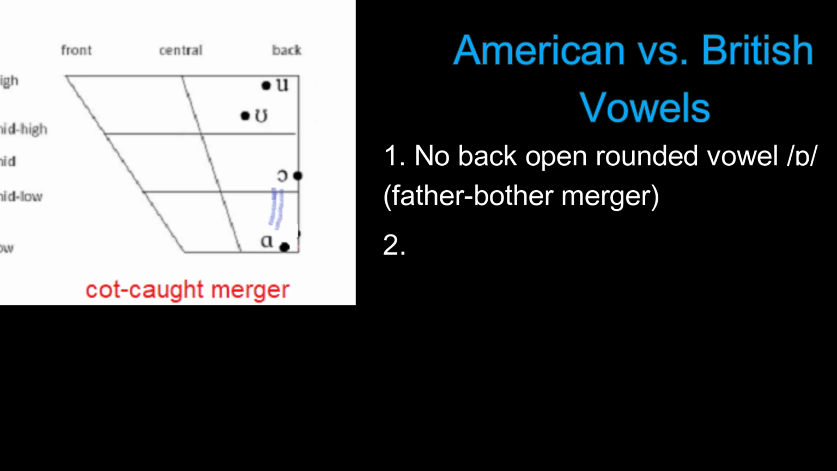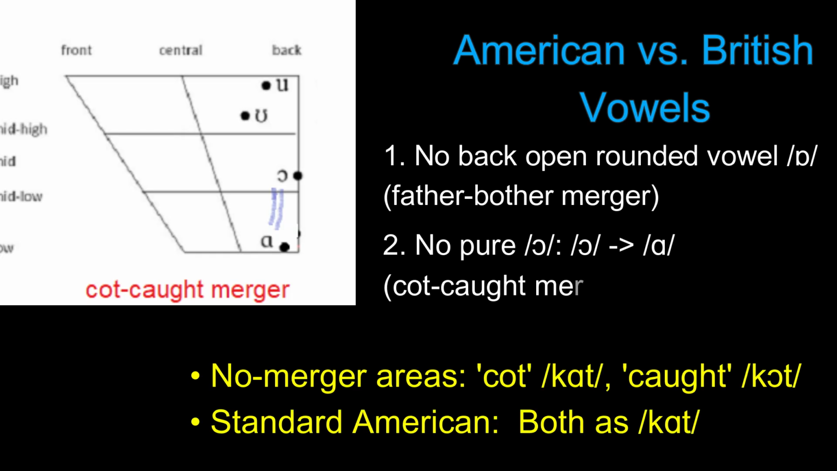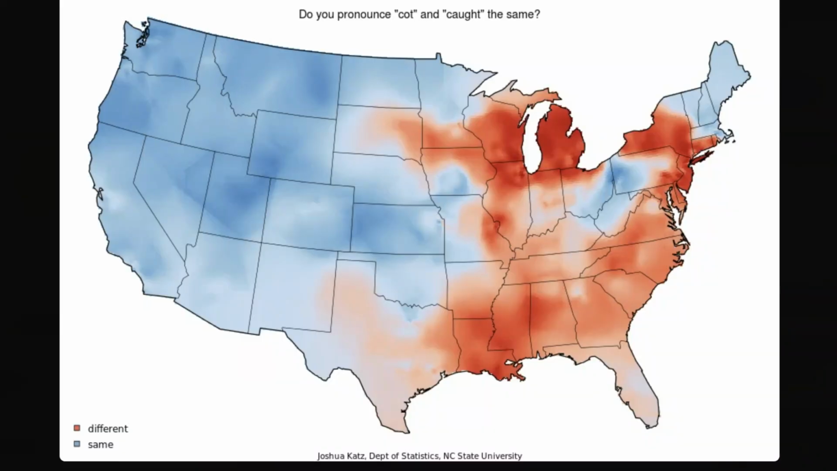Pushing the merger further in American English, many words that used to be pronounced with aw are pronounced with ah. This phenomenon is called the Cot-Caught Merger. In areas in the U.S. where there is no merger, cot and caught are pronounced differently, but in standard American English, they are the same, caught.